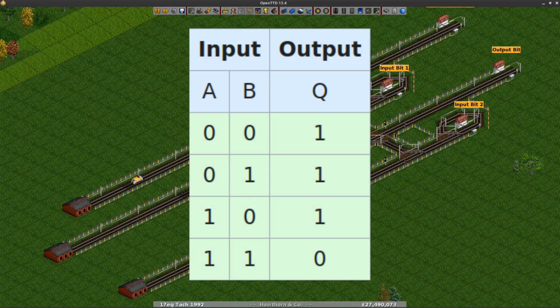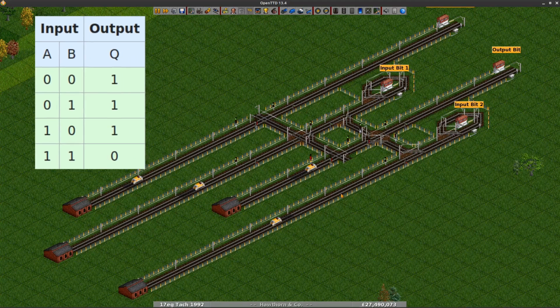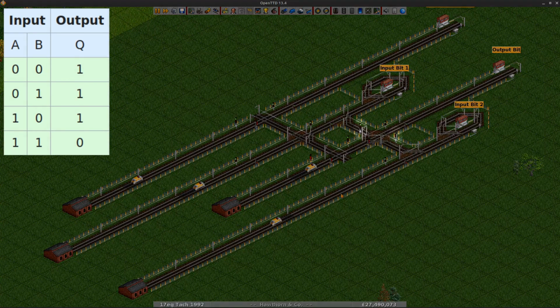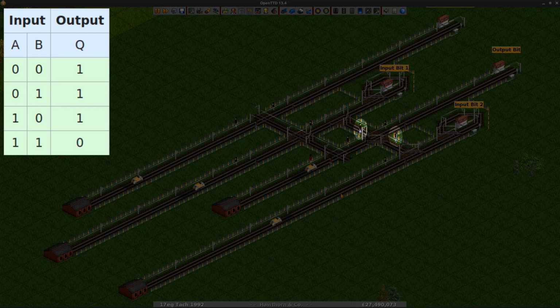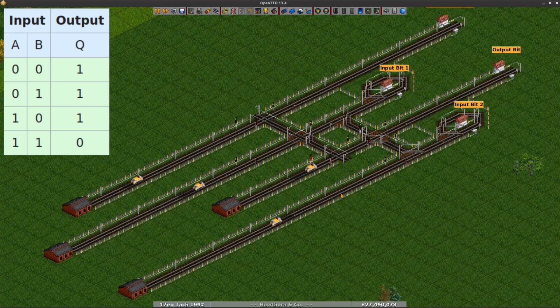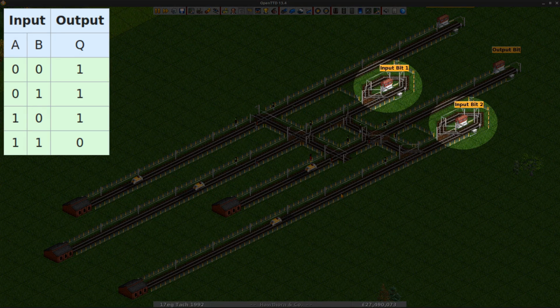The next one is a NAND gate, which outputs false if and only if both of the inputs are true. So here I have set up two exit signals behind the inputs and a single entry signal in front of the output. If either of the input trains are not present in these two areas, then the output train will get a green light.